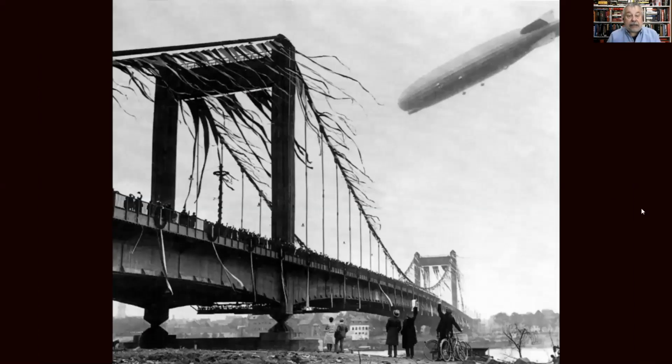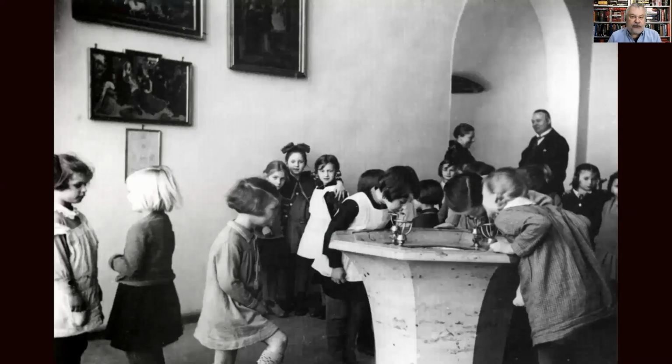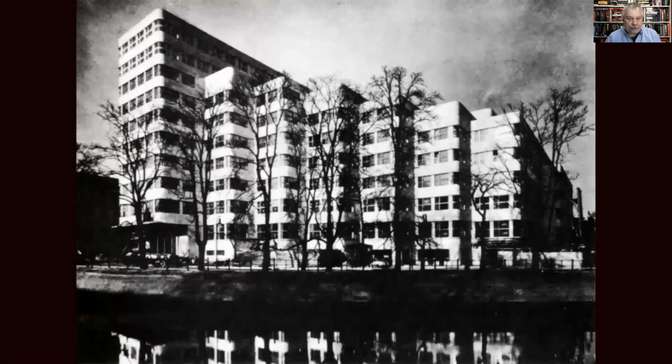There's a lot of money available for infrastructure, the building of roads, the building of bridges. The schools are soundly financed. There's food and milk for all the students. There are all these new facilities at schools, new schools being built. Kids have microscopes in their classroom. Germany is beginning to boom.